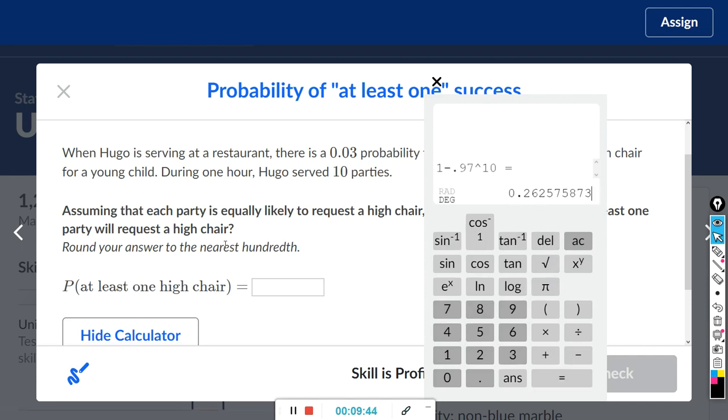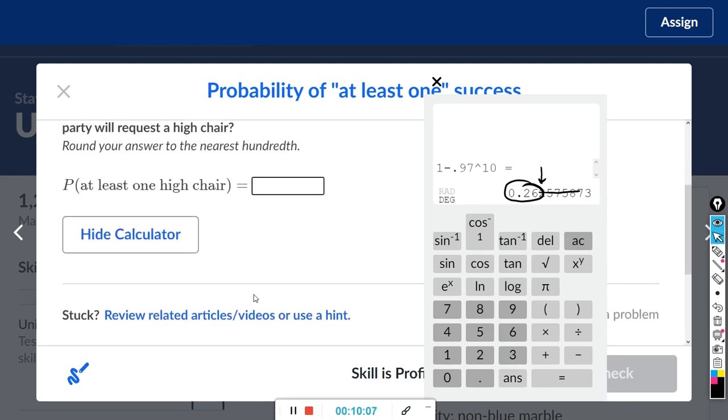Okay, we get our decimal, and it says round to the nearest hundredth. That's 2 decimals. So if you look at the 3rd decimal, if it's less than 5, you round it down. So that means we can just eliminate all these, and it's going to be a 0.26. So just click inside the box and type 0.26.